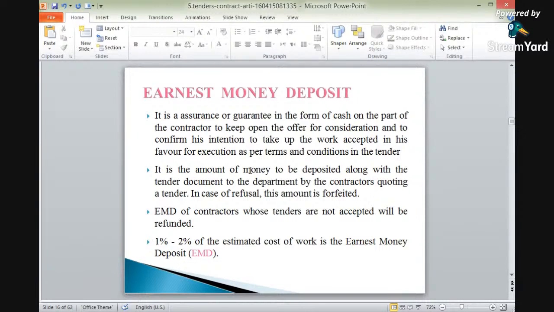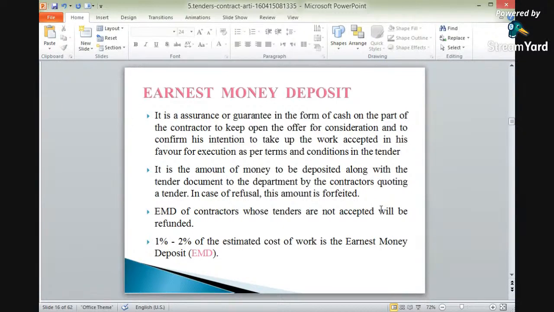So it is the amount of money to be deposited along with the tender documents to the department by the contractor quoting a tender, showing that I am interested and willing to do the work. Okay? So it is deposited by the contractor in the form of cash or in the form of DD. So in case of refusal, this amount is forfeited. That means it will be forfeited.